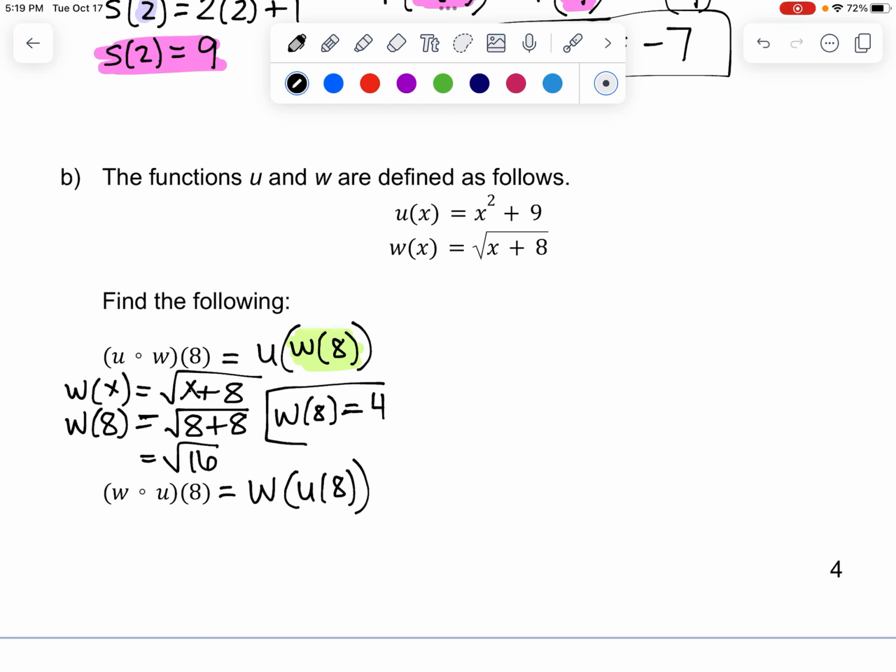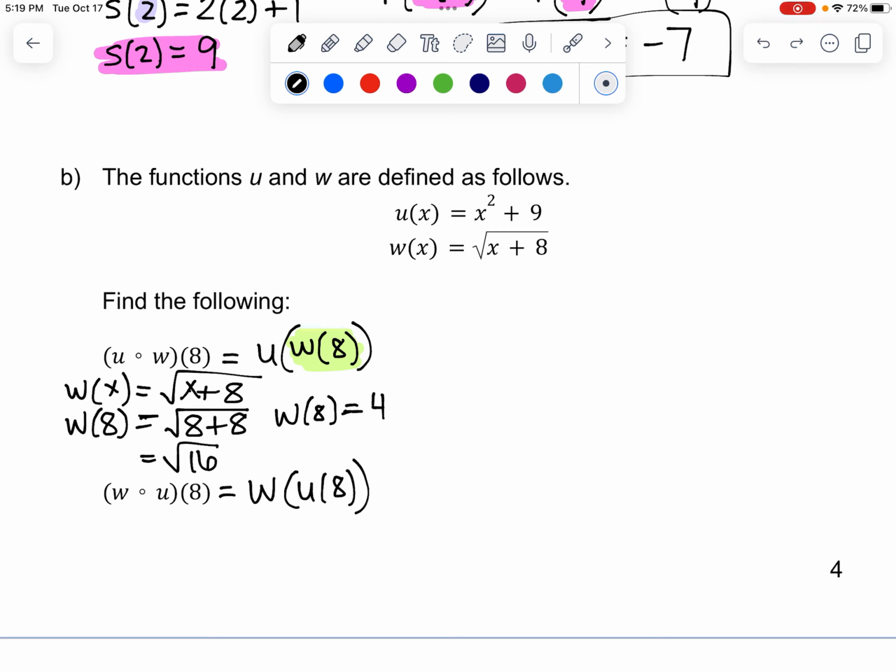Now last chapter, when we took the square root, remember we were always getting a plus or a minus? That was when you were solving for x. Here, you're just taking the square root of 16, so that's why we're always just going to use the positive root right here. So we're just going to use a 4.